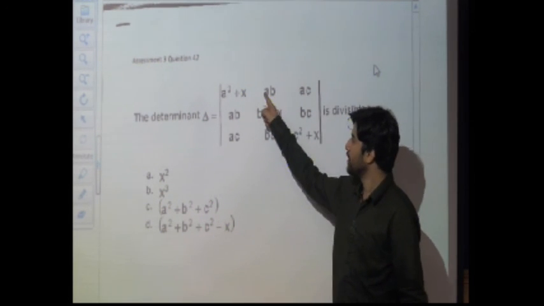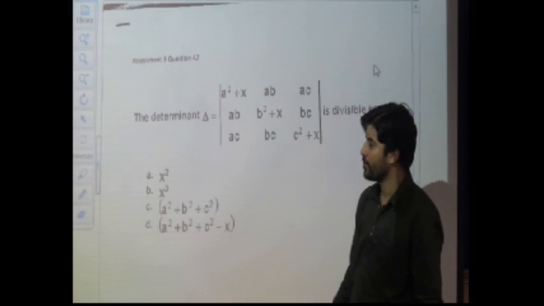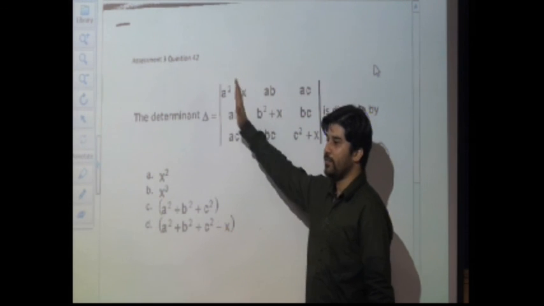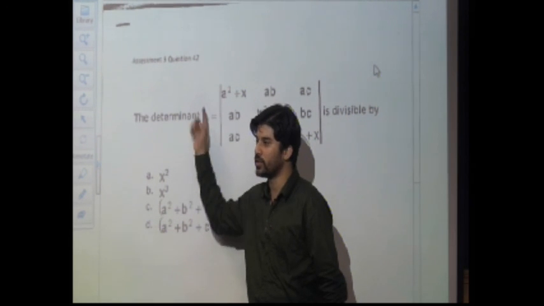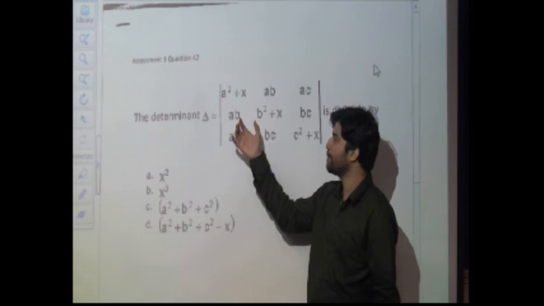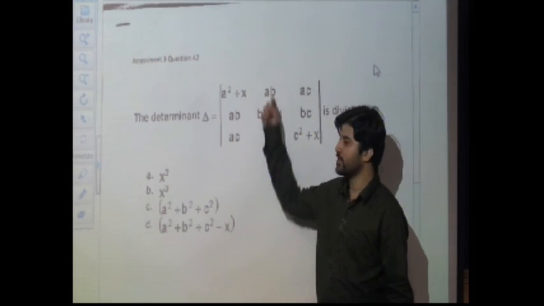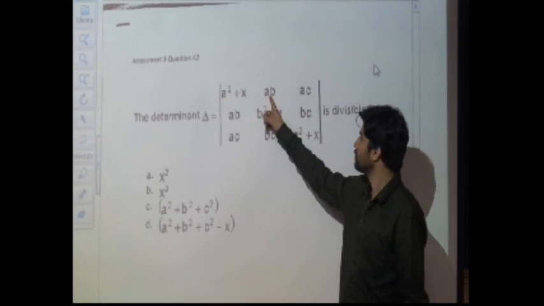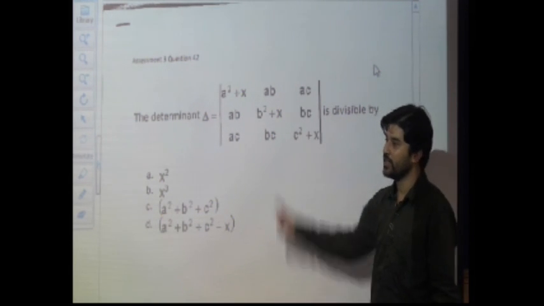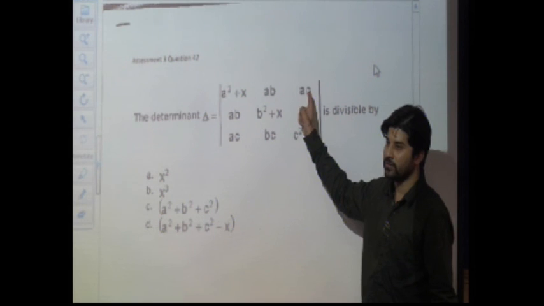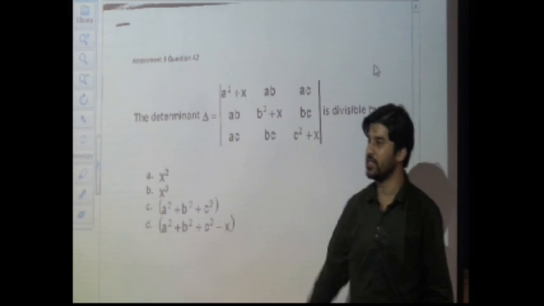Similarly, what you got here? A square B, B cube, BX, and then BC square. So you got A symmetrically, B and C also, you took them out. So the ABC that was outside at the bottom got cancelled out, and then your matrix has become something like A square plus X, B square, C square. This has become A square, B square plus X, C square, and this has become C square. What will this be? A square, B square and C square plus X.